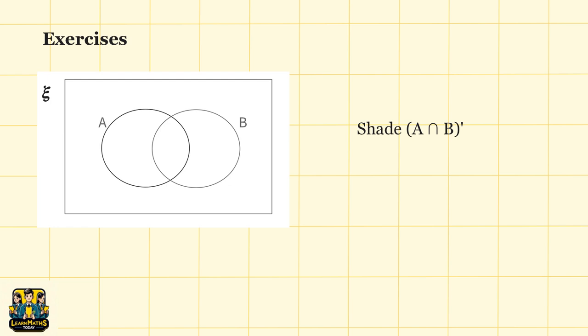Now, given a Venn diagram, how do we shade the complement of A intersect B? Well, we know the intersection of A and B is the common area for both A and B, referring to this area shaded in green.